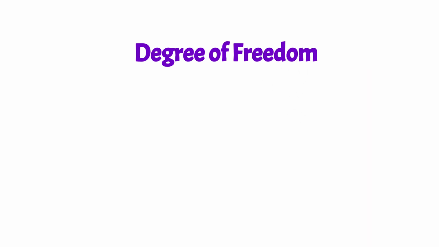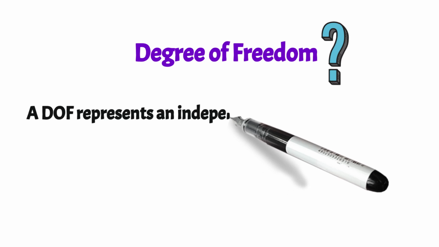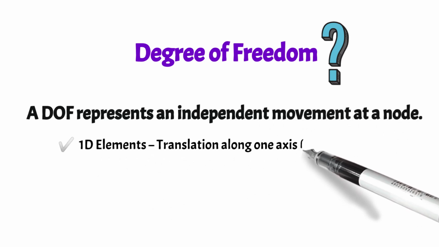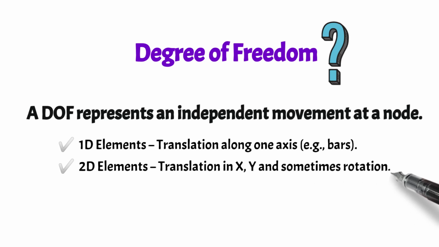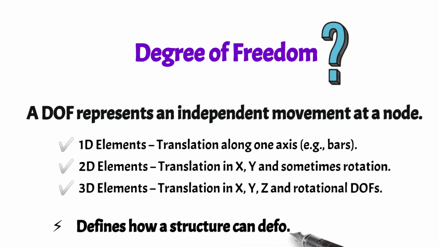A degree of freedom represents an independent movement at a node. For 1D elements, it could be the translation in one axis. For 2D, it's two axes and sometimes rotation. 3D elements include the translation in X, Y, Z directions as well as the rotational degrees of freedom around the X axis, Y axis, or Z axis. These define how a structure can deform under loads using mathematics.